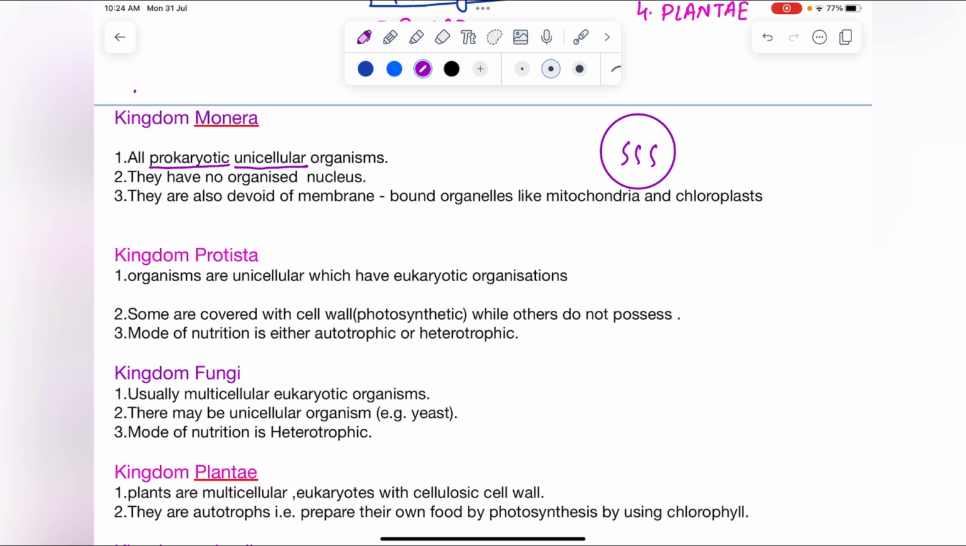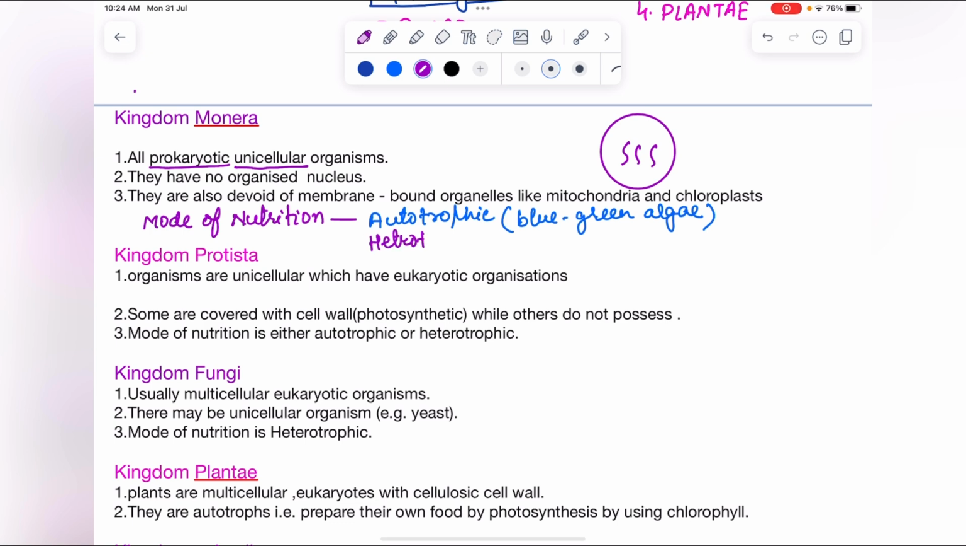The mode of nutrition is either autotrophic, that is blue-green algae, or heterotrophic, like mycoplasma and most of the bacteria. So, all the bacteria will come under this kingdom Monera.